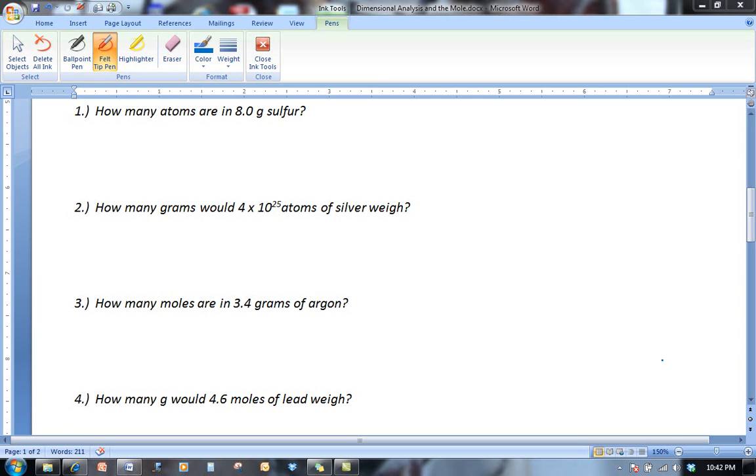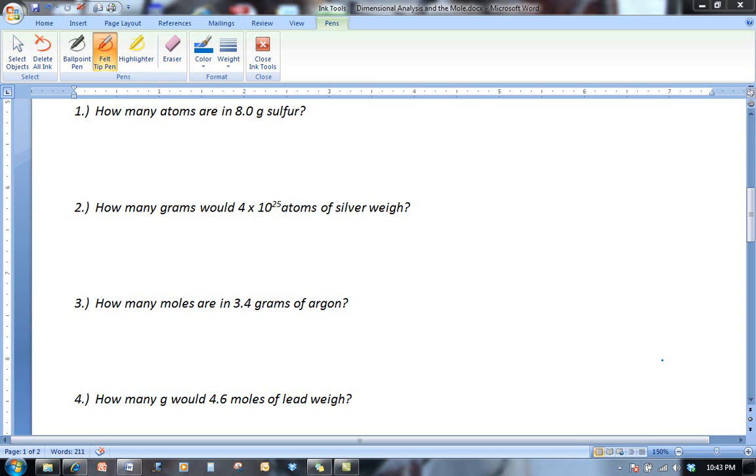It says dimensional analysis and the mole at the very top. If you read the very top of the page, it's telling you how you can change particles to mass, or number of atoms into grams, or grams into the number of atoms or molecules that there are. So that's the whole purpose of this worksheet.